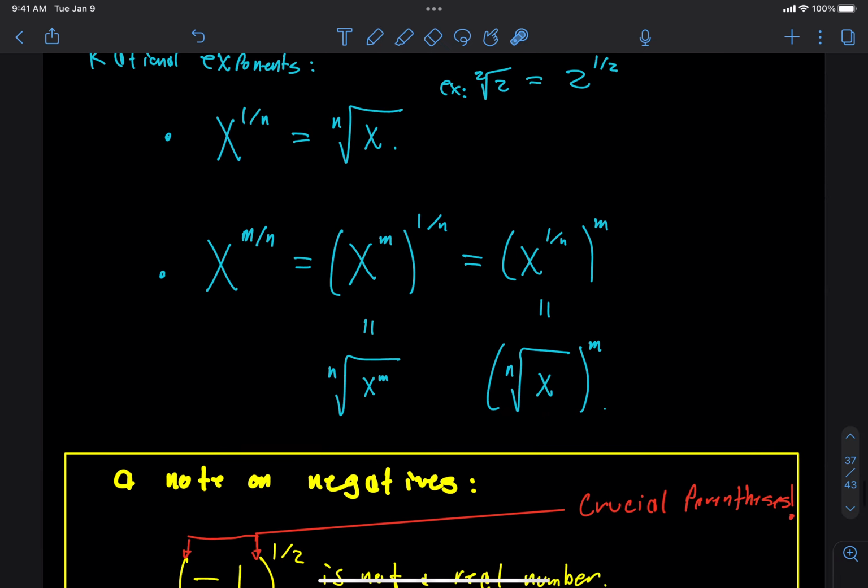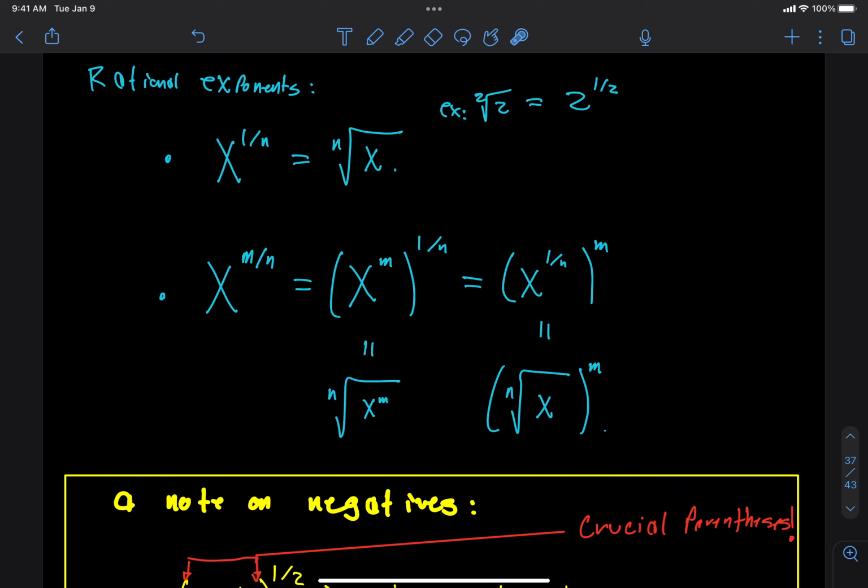So this is how we define rational exponents, and a lot of the time it's easier to express everything in terms of rational exponents than it is to express things in terms of square roots or nth roots, just because it gets really hairy when we have to do things like this. It's easier to write x to the m over n than it is to write the nth root of x to the m, in my opinion. I think x to the m over n is a lot cleaner and easier to see what we're supposed to do.